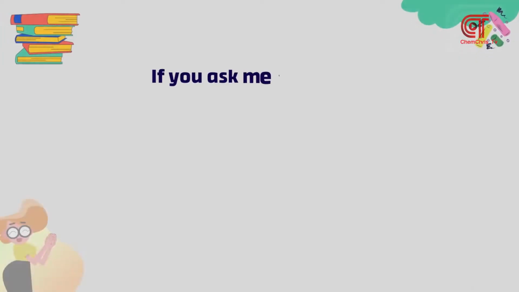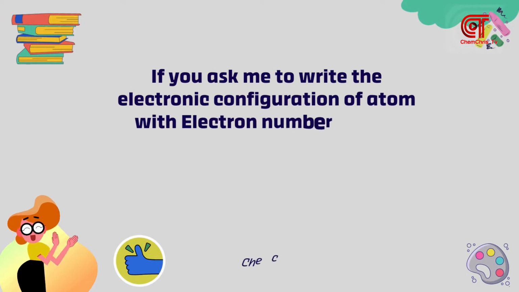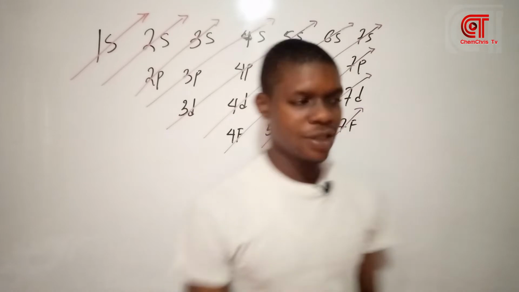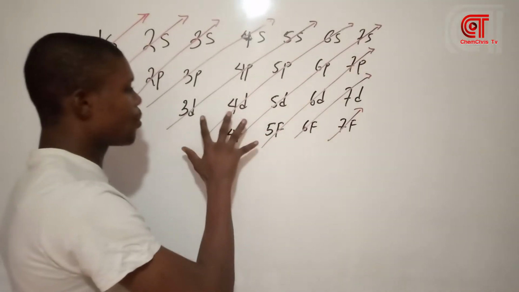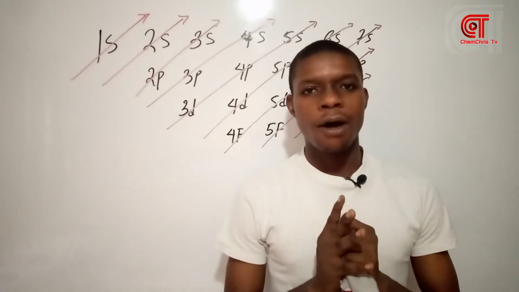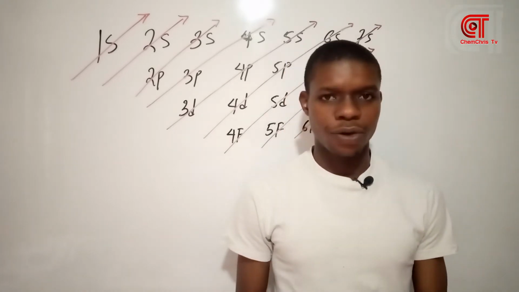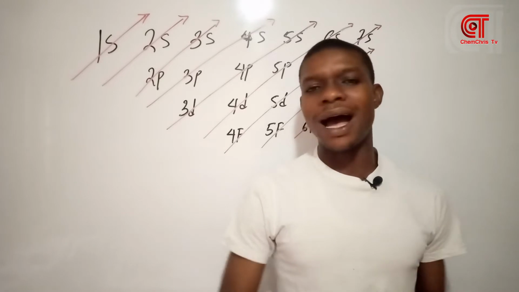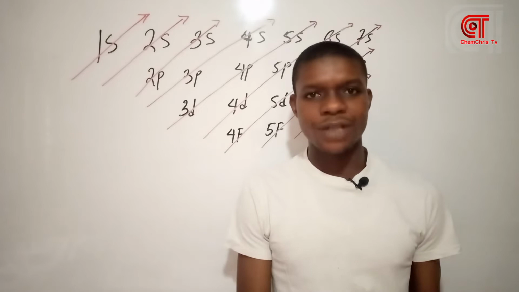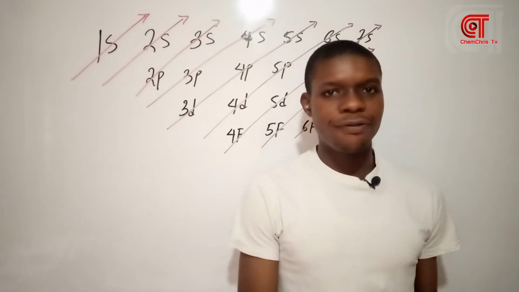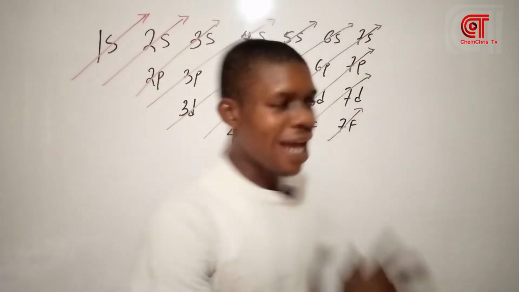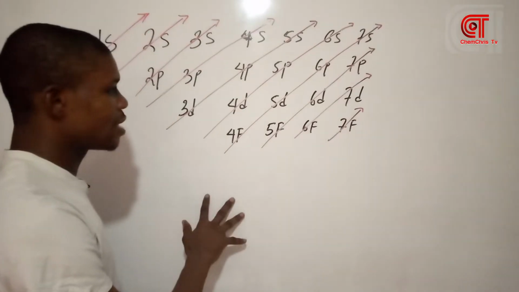If you ask me to write the electronic configuration of an element with electron number 90, believe me, I can't do that. But give me a second. With this approach, I can actually get the electronic configuration of any element at all, right? Do you know the reason why I can't do it otherwise? Because I actually cram 1s, 2s, 2p, 3s, 3p, 4s, and 3d. For that matter, that is where I stop. For the other ones, I don't know. But with this approach, you can get any one.